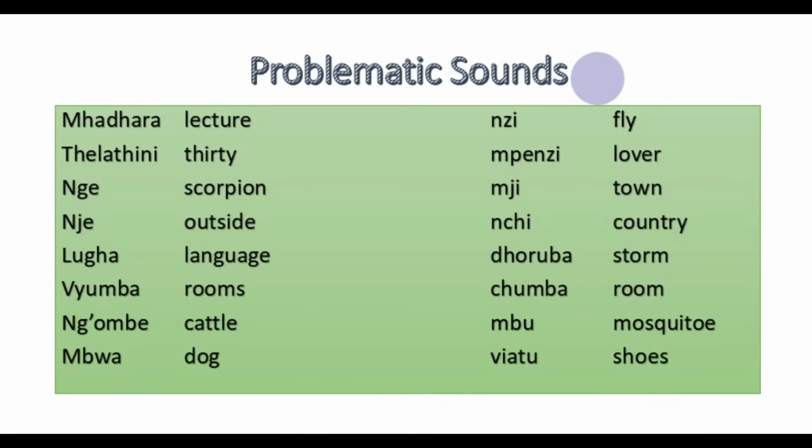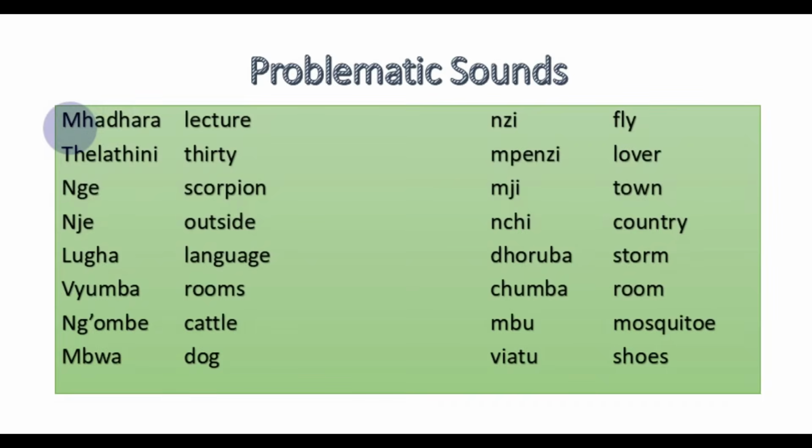Now that we have looked at the Kiswahili alphabet, let's now look at some of the words with syllable combinations which are usually a bit tricky for some students. This, however, depends on your first language and where you come from. For some students, some of the words are a bit tricky to pronounce, and for some, they are just easy. So now let's look at how we pronounce these words.